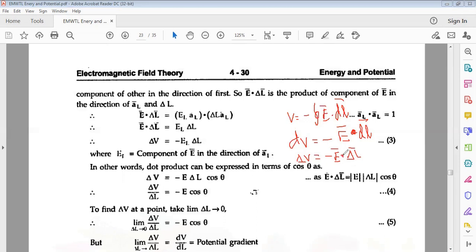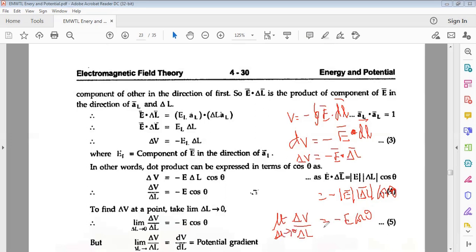Now apply the dot product here. The formula for the dot product is a magnitude: minus the magnitude of E bar and the magnitude of delta L bar and cos theta. Okay, and delta V by delta L, now I'm taking the delta L here, is minus E into cos theta. To find delta V at a point, check the limit delta L tends to 0 on both sides.